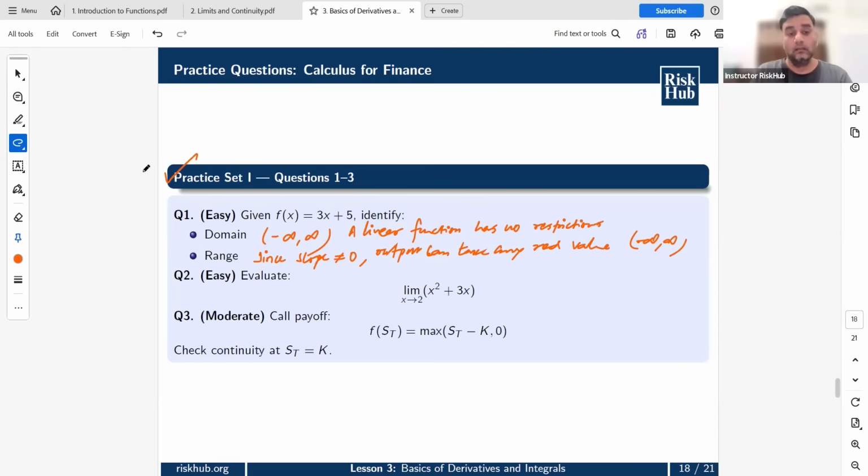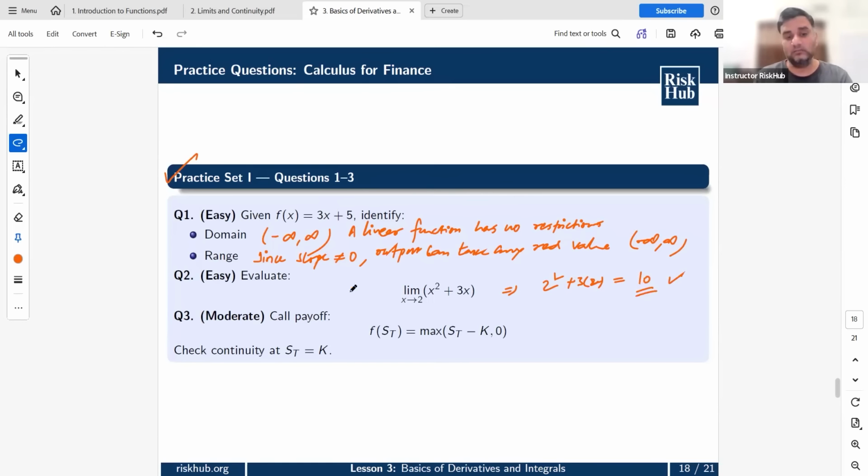Then we go to the next question, evaluate the limit as x tends to 2 of x square plus 3x. This is again a polynomial function, and polynomial functions are continuous, so you substitute the value. It becomes 2 square plus 3 into 2, which is 4 plus 6, which is 10. The answer is 10, very easy.